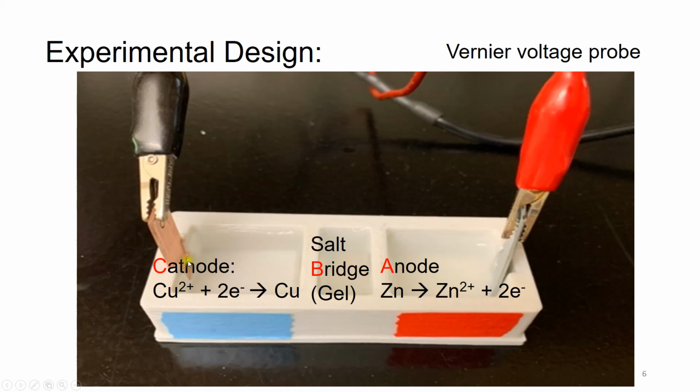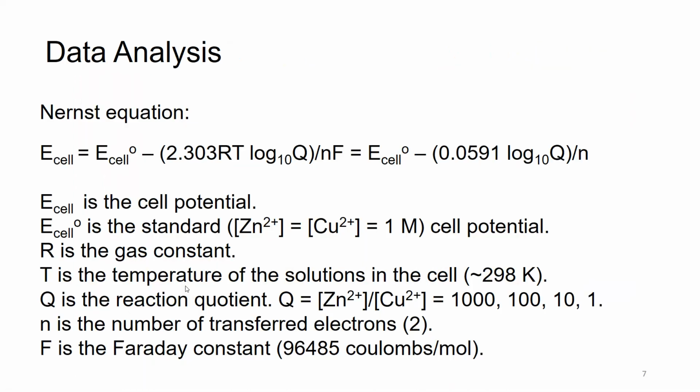Over here we'll try 4 different concentrations. We start with a very low concentration, 0.001 molar, followed by 0.01 molar, and then 0.1 molar, and finally 1.0 molar copper 2 plus in the end. We will measure all those voltages.